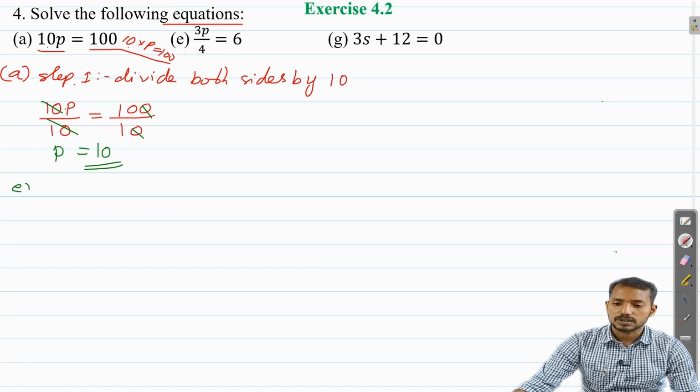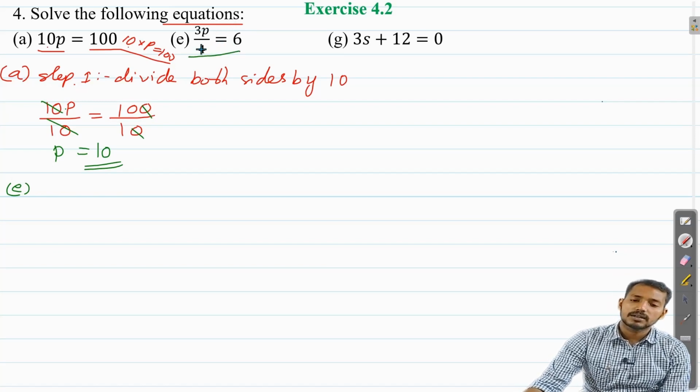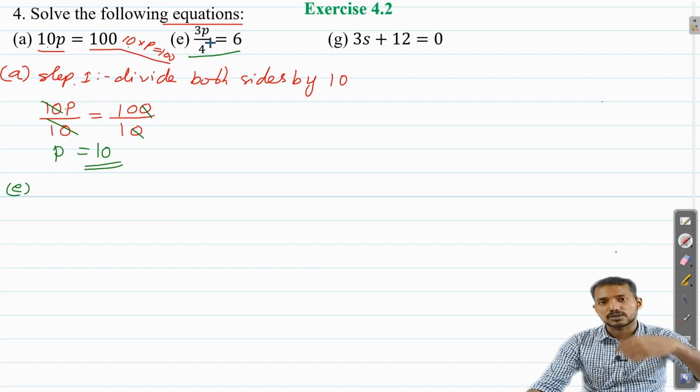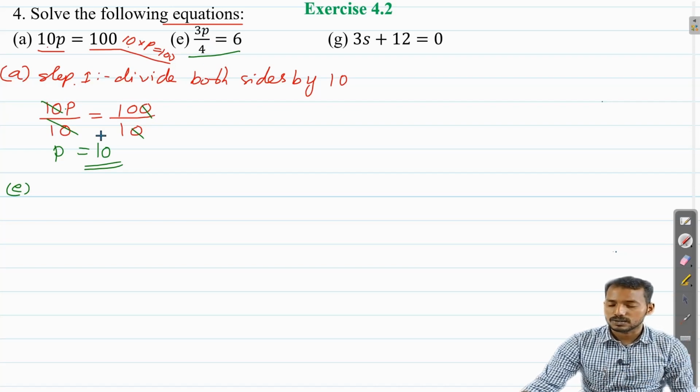Now let's move to the option E, that is 3p divided by 4 is equal to 6. Here first we need to eliminate this 4, to separate this 4 from this 3p. So here it is divided by 4, so we need to multiply it by 4, just the reverse of that one.